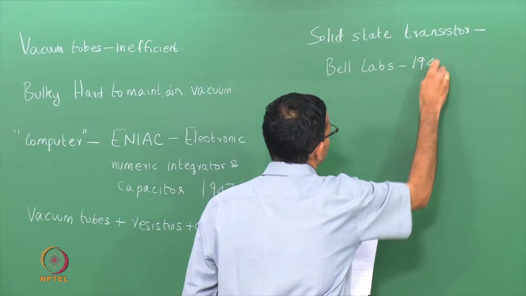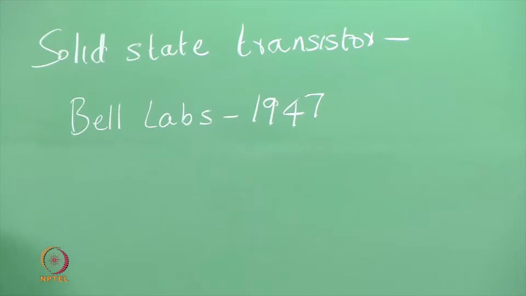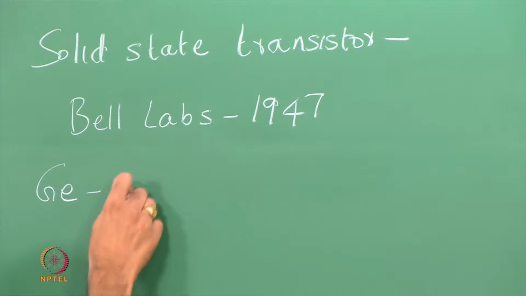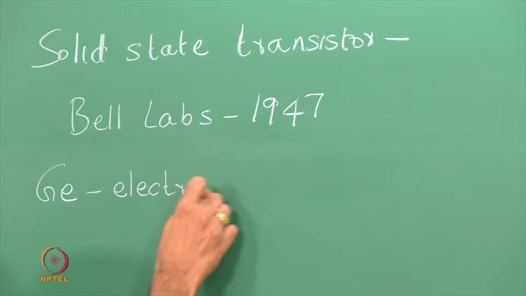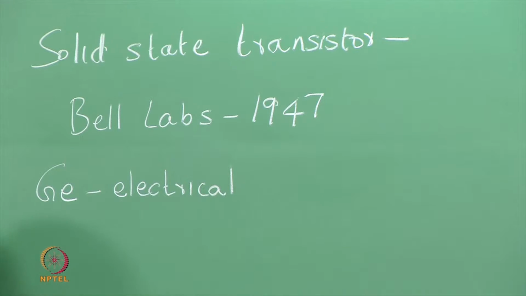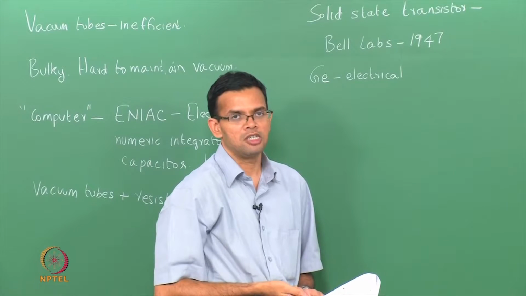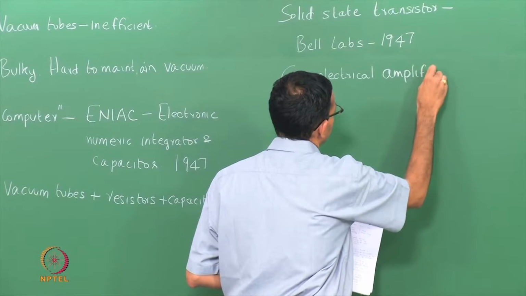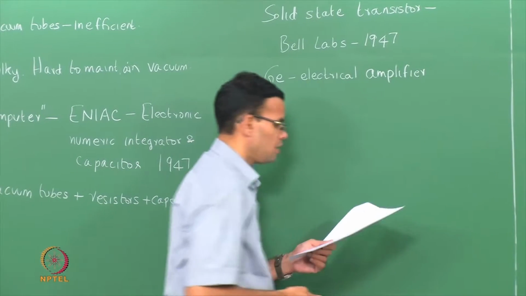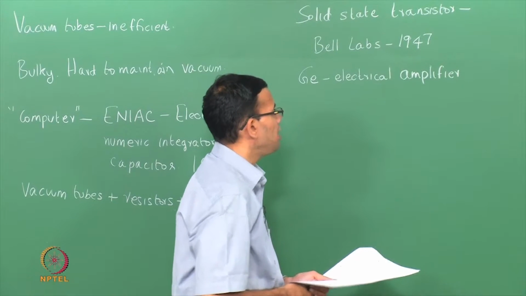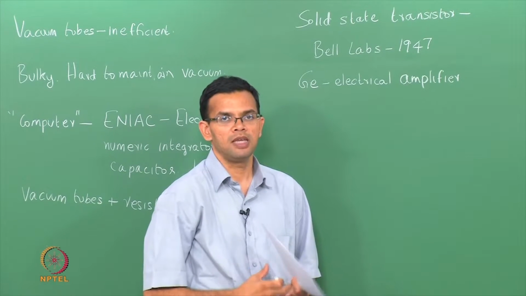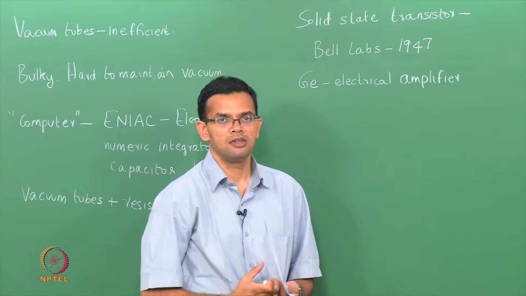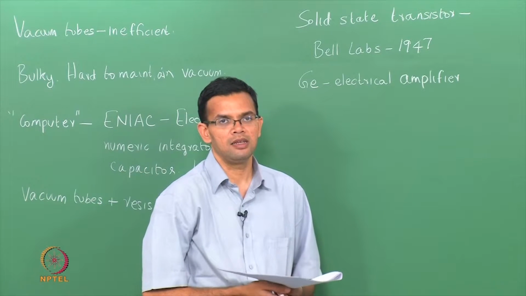In 1947, this was an electrical amplifier that was actually made using germanium. Germanium was the material that was used, and if you remember, germanium has a smaller band gap than silicon, so that the intrinsic carrier concentration is higher. So, it was the first electrical amplifier based out of germanium. Here the germanium actually replaces the vacuum tube, the amplifier acts as a transistor and replaces the vacuum tube, which is bulky and inefficient.